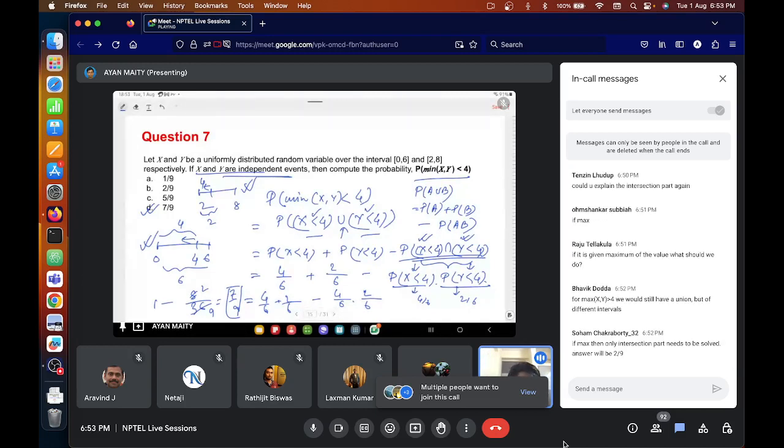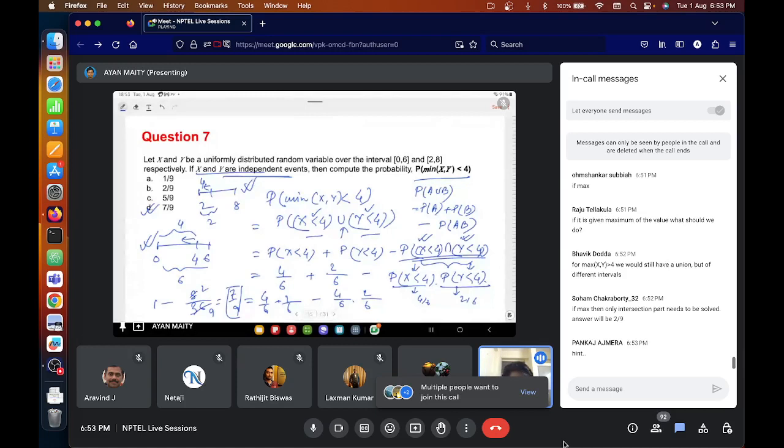If it is given maximum of the values, then what should we do? A similar question is given in the assignment, I think, so I cannot discuss the assignment questions right now. The due date is not over for the assignment. So for max, you have to do it yourself. I can discuss that after the due date is over for that assignment, but before the due date I cannot answer that question.